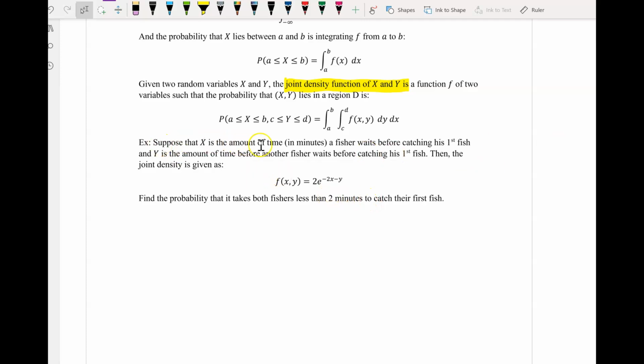So suppose that x is the amount of time in minutes a fisher waits before catching his first fish, and y is the amount of time before another fisher waits before catching his first fish. Then the joint density is given as this.